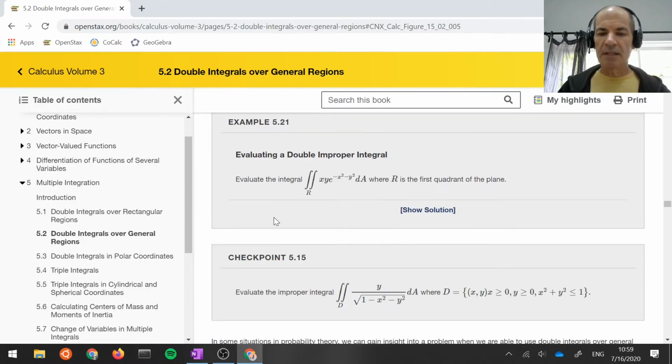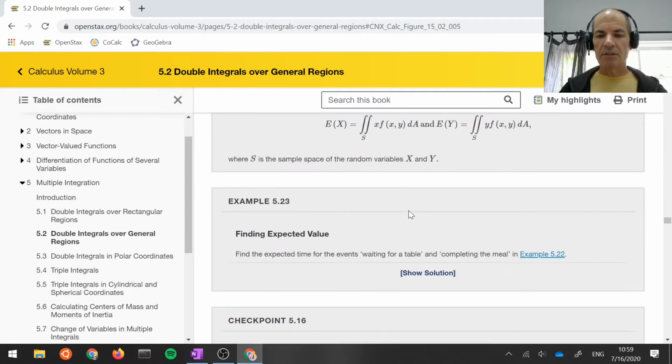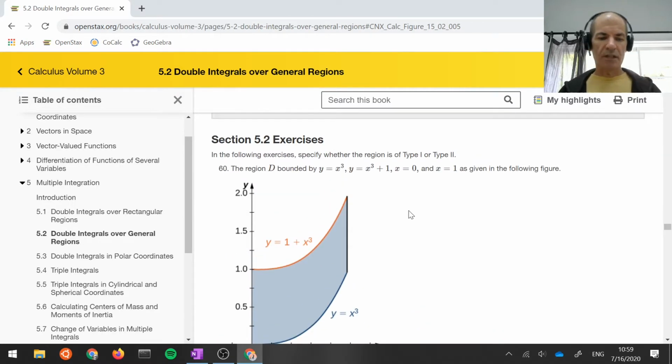The last big topic is probability density functions. This is an extremely important application of double integrals, but it's one that we're not going to explore in this class. You would encounter this in an upper level probability class. All right, moving on to the exercises. This is a really skills heavy section. Do as many of these problems as you can make time for.